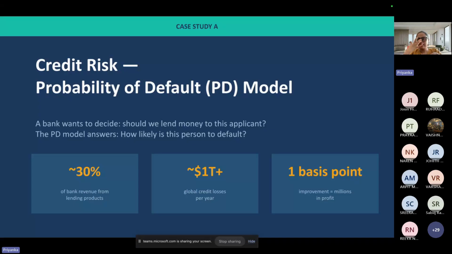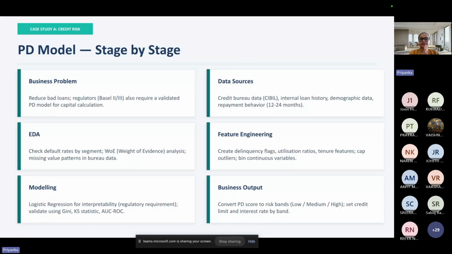Now, when we talk about such things, what comes to mind is, how is it even possible? Because one person has multiple bank accounts. So how will a bank know whether I will default in one bank or the other? Very valid point. So here comes something called a credit bureau.